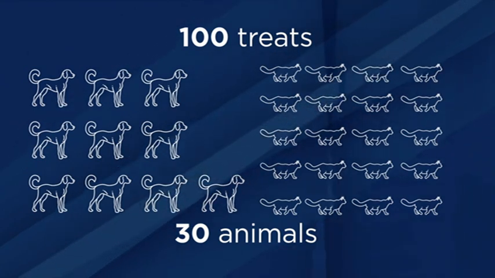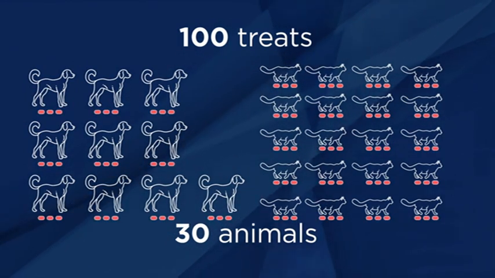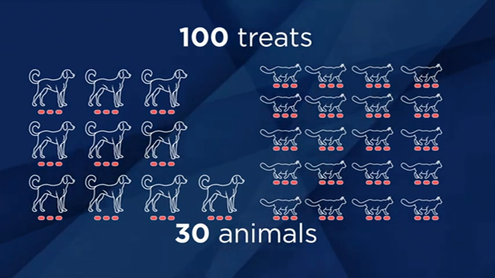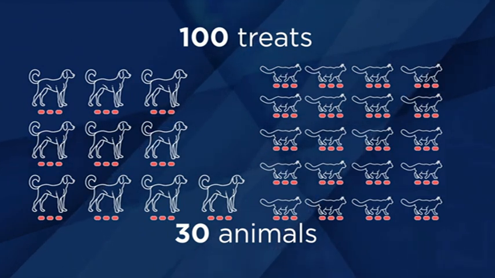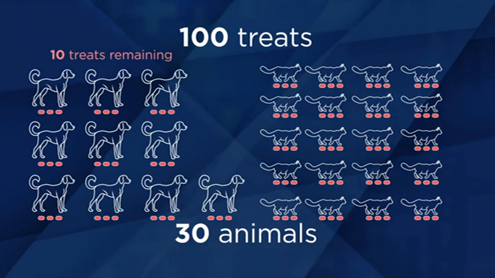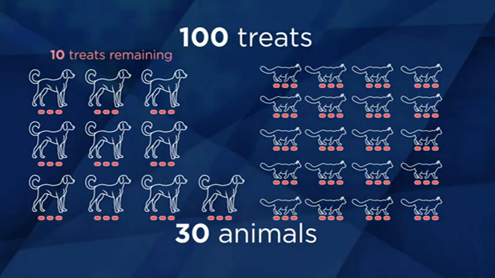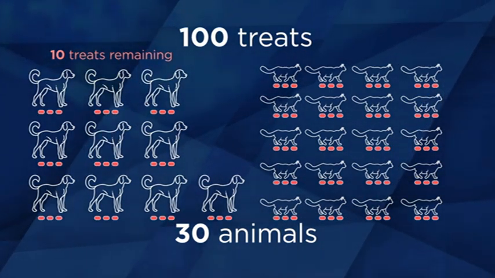Here's what you could do. Start by giving all the animals 3 treats. Since there are 30 animals, that accounts for 90 treats. But each dog has 1 more treat coming to him. And since there are exactly 10 treats remaining, that means there are 10 dogs and 20 cats. The same answer we got before. Very clever, and no algebra required.